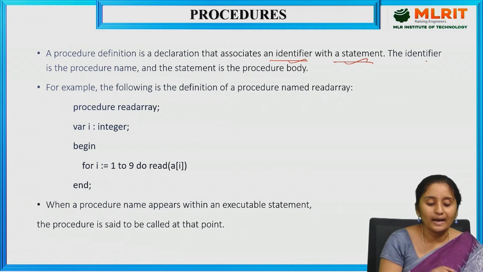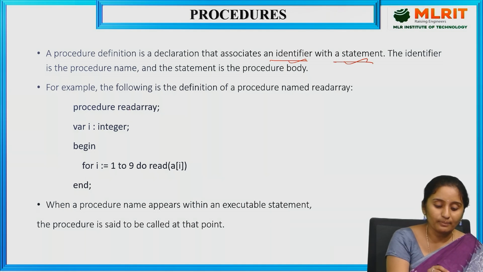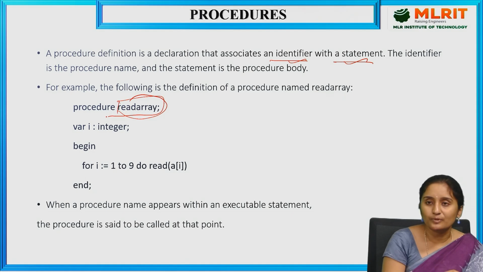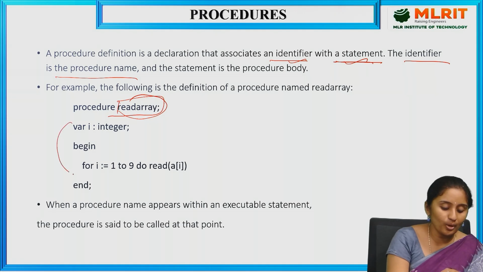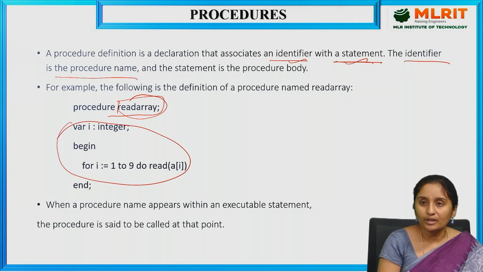So what is an identifier? Identifier is nothing but the procedure name. See here, the procedure read array: read array is the name of this procedure. So the identifier is nothing but the procedure name. And the statement is nothing but the body of that procedure. The body of that procedure, we are going to call it a statement.